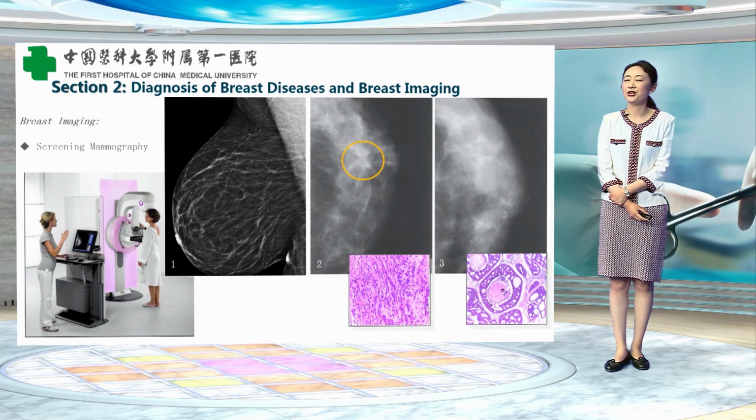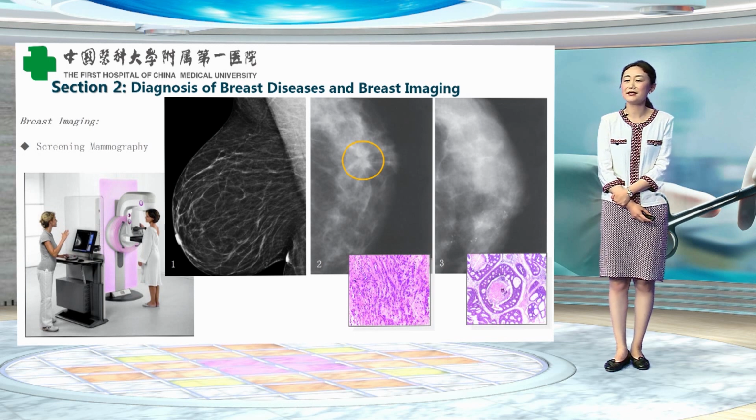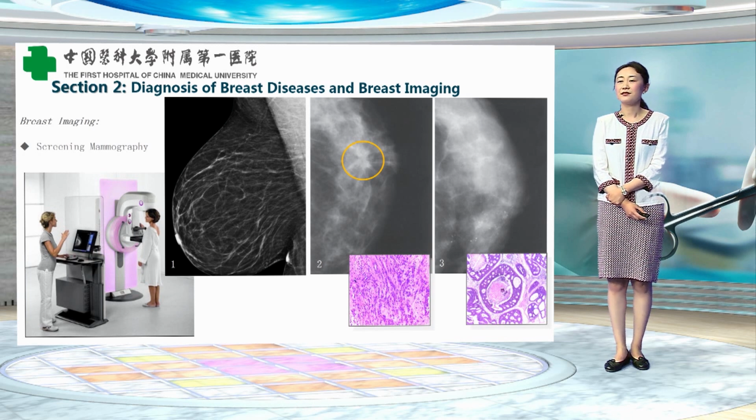And figure 2 showed a stellate mass in the breast. It is not a good lesion. The combination of a high-density spiculated border and distortion of the surrounding breast architecture suggests a malignancy, and then was proved by the pathologic diagnosis. It's an invasive ductal carcinoma, poorly differentiated.